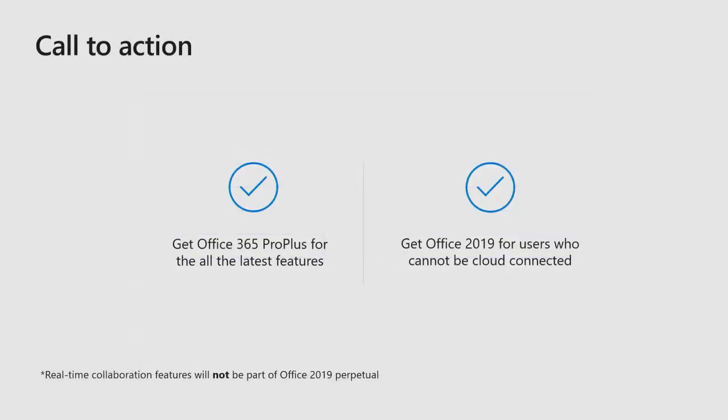So just to sum up, we talked about 2019. It's the next release of the on-premises version of Office. It's not the newest or the latest. I mean, it is the newest for perpetual, but it's not the latest, and it doesn't have all the features that we have in 365. So I think for you all, getting Office 365 Pro Plus will give you all those features. And if there are reasons that you are either on your journey to the cloud or cannot move to the cloud, Office 2019 will be that next update over 2010, 2013, and Office 2016.